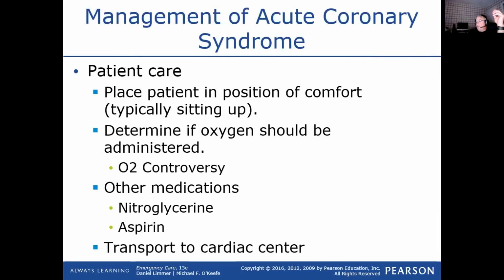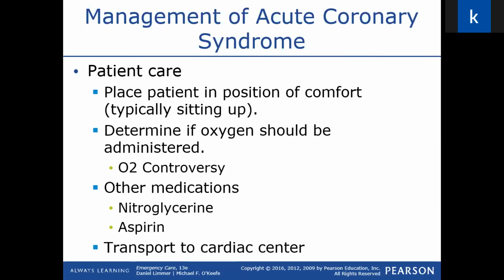Then we're going to put them on some oxygen. So I wrote here O2 controversy. The reason why is that the protocol used to state high concentration oxygen for everyone, no matter what. We know with the COPD that we can make them a little worse with oxygen. So now they say gear it towards a normal pulse ox. Now, somebody please tell me, what is a normal pulse ox? What's the number that we'd like to see somebody at least?